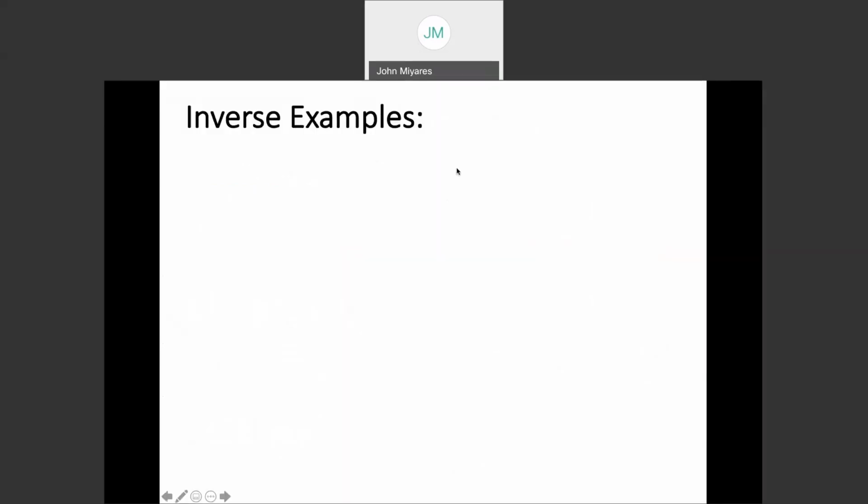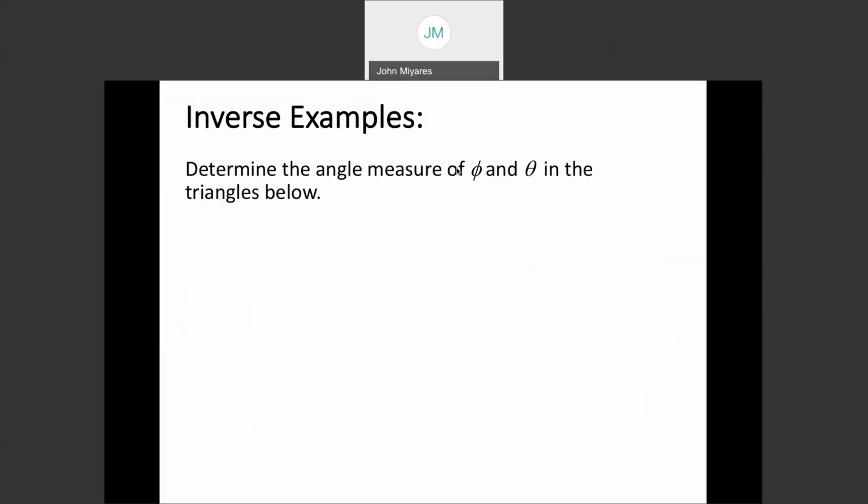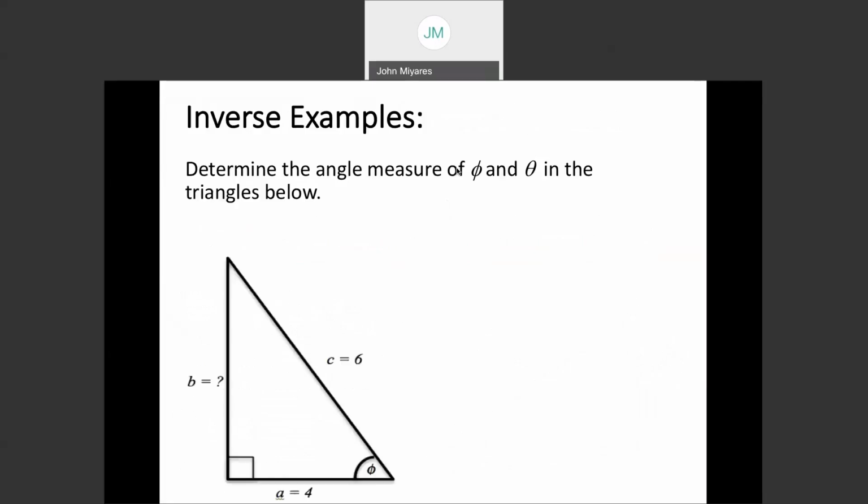Here's a few to try. Determine the angle measure of phi and theta in the triangles below. This one we've worked with already in finding the missing side lengths and the ratios, but we never did look at the angles themselves. In this case, we have angle phi is our base, adjacent side is 4, and the hypotenuse is 6. What I would start out with is to say the cosine of angle phi equals the adjacent side 4 over the hypotenuse 6. From here, I want to know what angle has a cosine value of 4/6 or reduced 2/3.